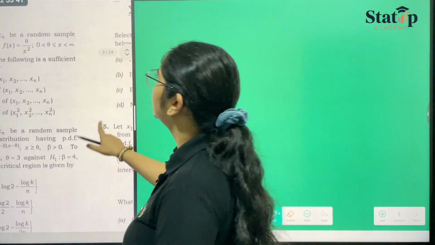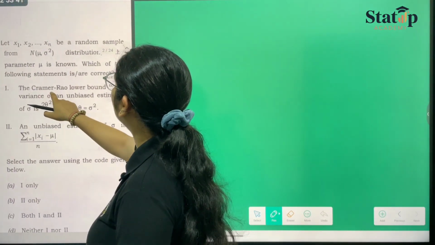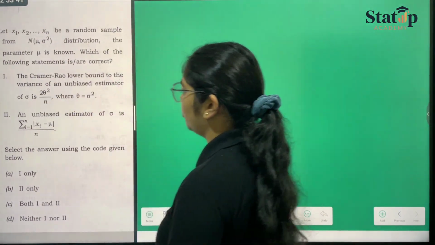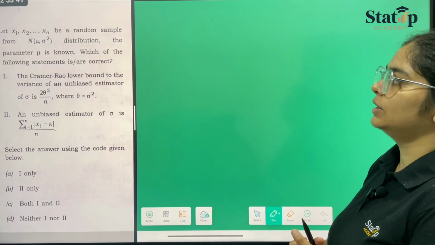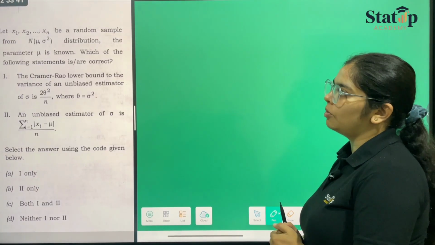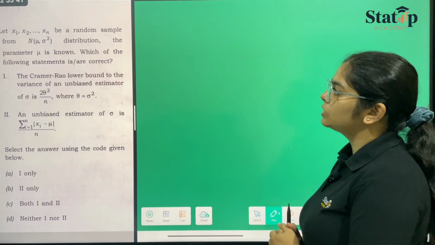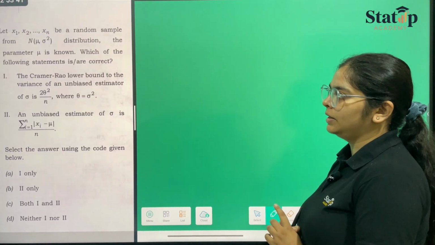Now moving towards question number 4. Question number 4 gives us two statements. First of all, this random sample has been taken from a normal distribution and the parameter mu is known. So only one parameter is known.